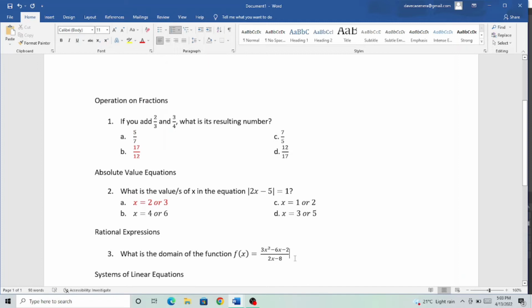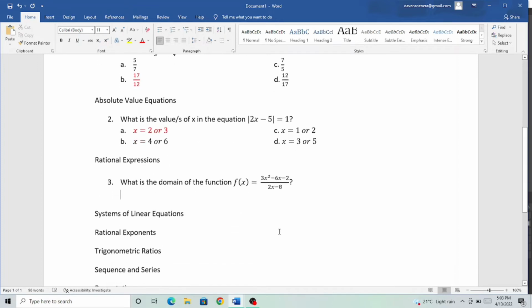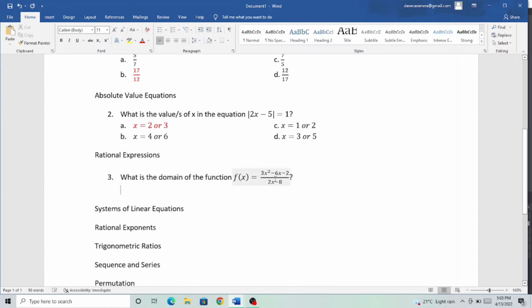When finding the domain of a function, basically we just get the denominator and set it not equal to 0 and solve for x. So 2x minus 8 equals 0. Add 8 to both sides. Then the result will be 2x equals 8. Divide both sides by 2. The result will be 4. Therefore the domain of our function is all real numbers except 4.